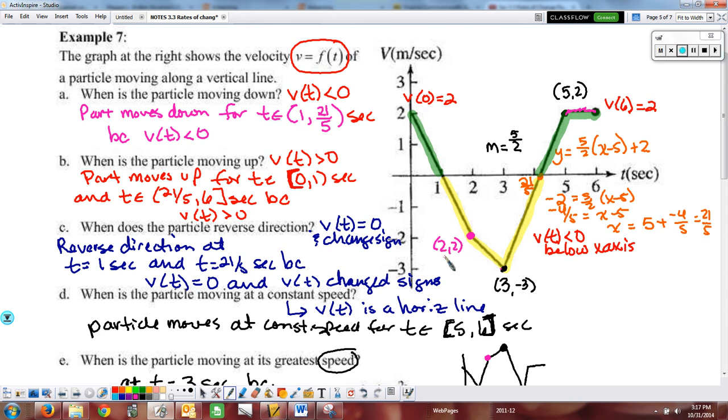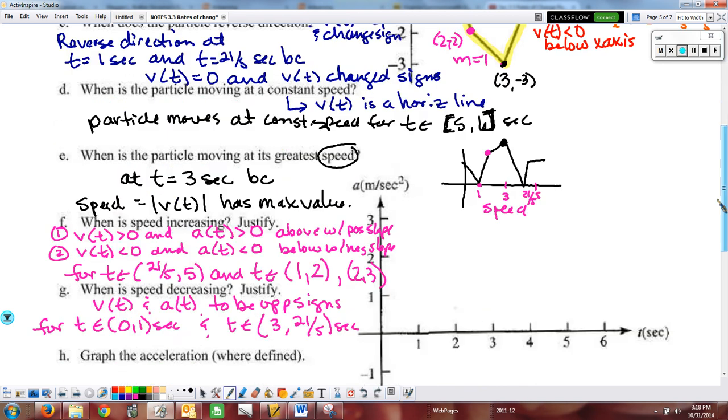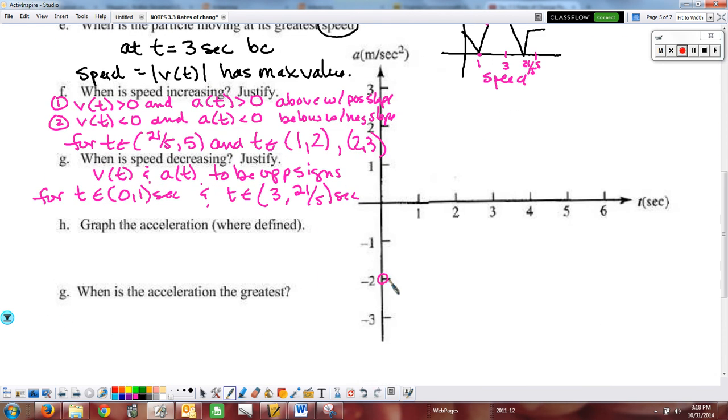This point was 2, 2. 2, negative 2. And so I went basically over 1, down 1. My slope is 1. And then here I'm going from 0, 2 and to 2, negative 2. So my slope would be negative 4 over 2 or negative 2. So I go down 2 over 1. So I have a slope of negative 2 first. So negative 2. And I'm doing that for the first 2 seconds to there.